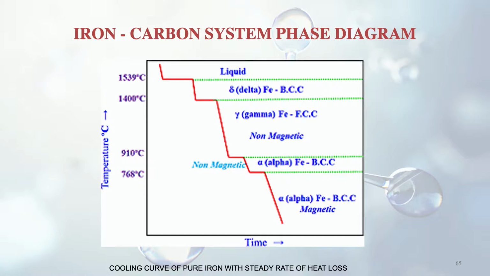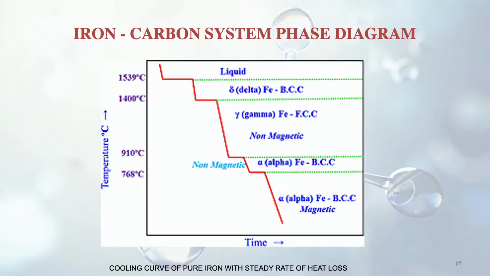So here we can see a curve which gives us the cooling of pure iron with a steady rate of heat loss. So with time, the temperature of the pure iron is varying. You can see that we start from the 1539 degrees centigrade temperature, which I told you earlier, and in this phase it is pure liquid molten iron, and it stays there for a certain time, meaning the temperature doesn't vary for a certain time.